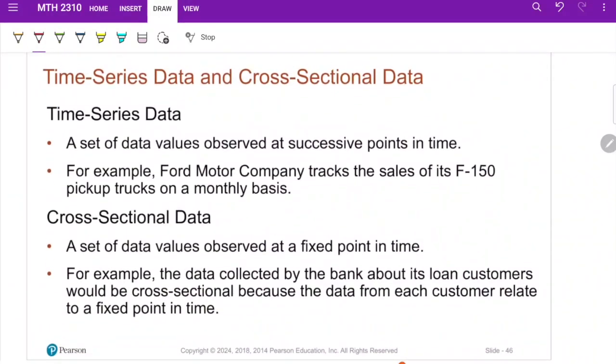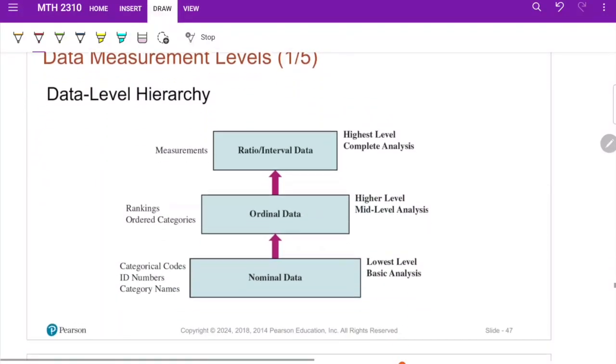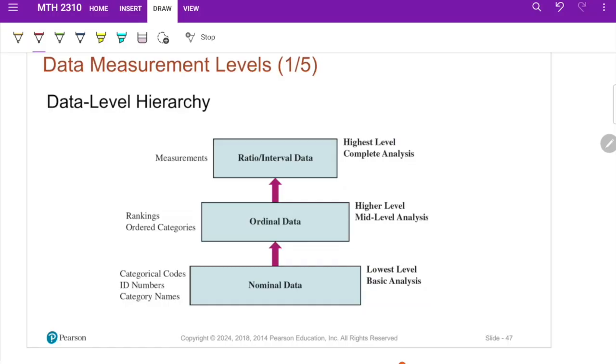When you collect data, sometimes you collect them over time, so we call them time series data. Sometimes you collect them at a fixed point in time, so we call them cross-sectional data. Just at a fixed time, we collect the data, or sometimes we collect data over time. The last part we're going to talk about is the data measurement levels.